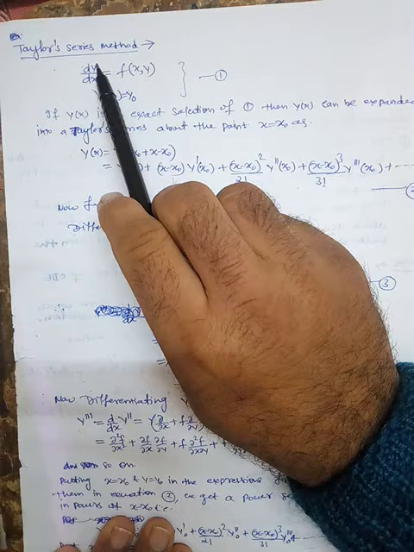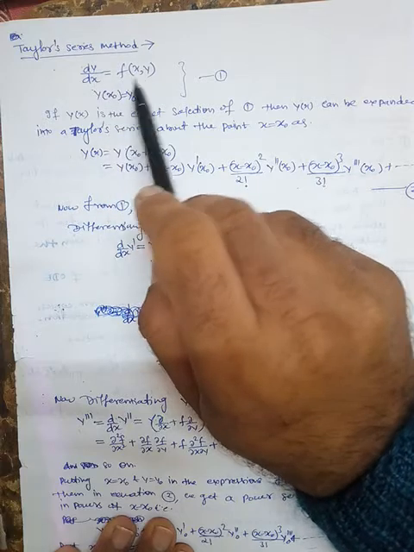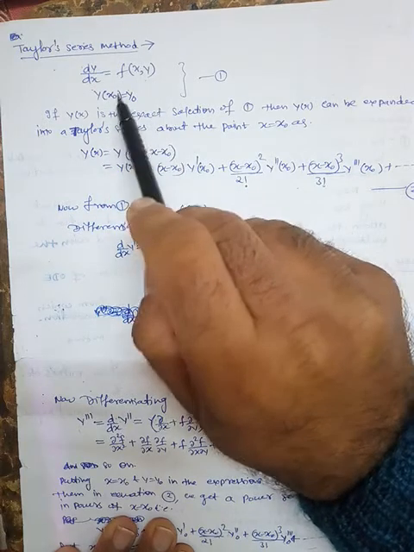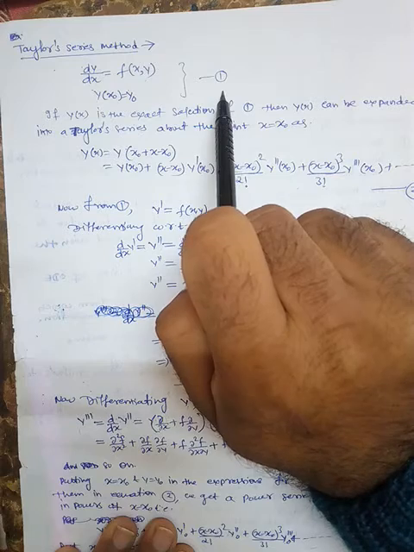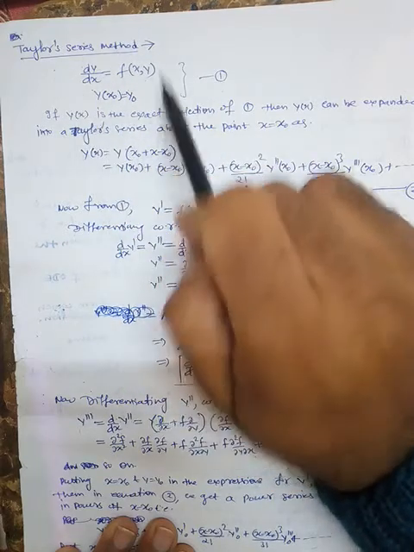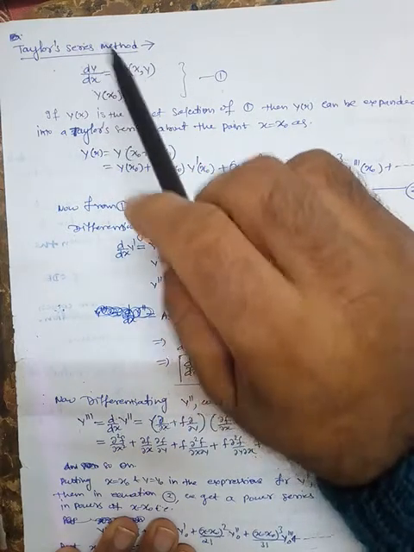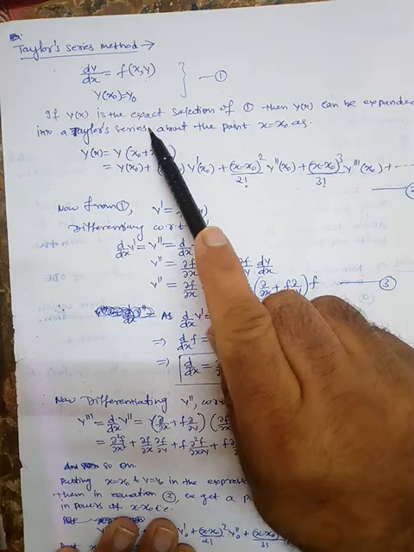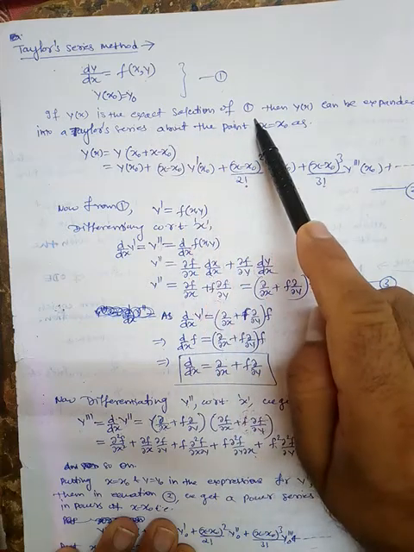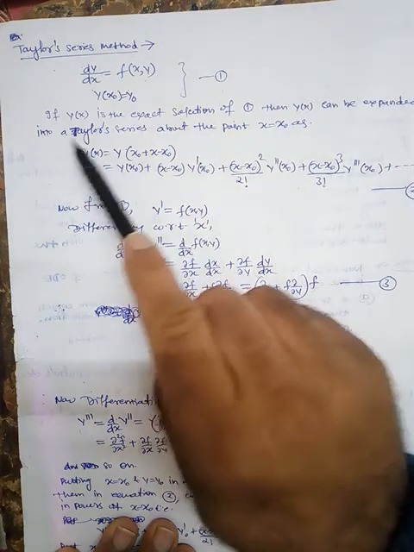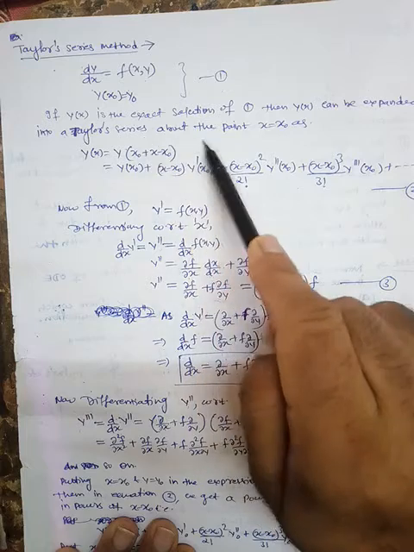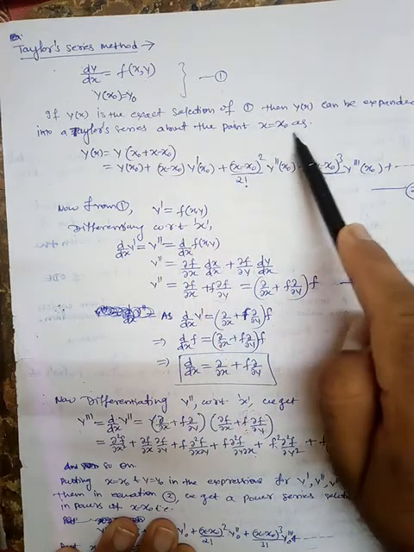Suppose we have this differential equation dy by dx is f of x, y with initial condition y at x naught is y naught. This is equation number 1. Now the target is to solve this equation with the help of Taylor series. If y(x) is the exact solution of 1, then y(x) can be expanded into a Taylor series about the point x equal to x naught as.